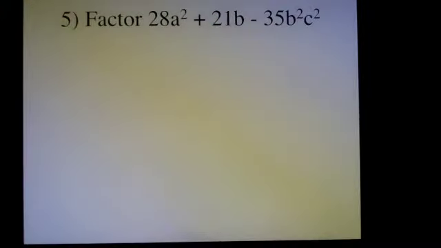Okay, now let's factor a trinomial, 28a squared plus 21b minus 35b squared c squared. Why don't you pause the video and see if you can find the GCF, and I'll wait here. Alright, I'm sure that you found that the GCF for this trinomial is 7.